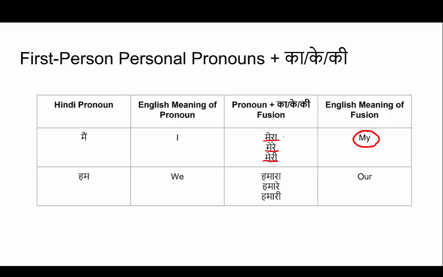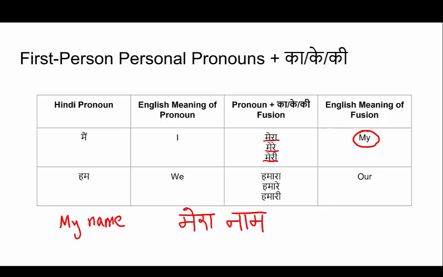So you'd use mera if the noun being possessed is masculine singular, we use mere if the noun being possessed is masculine plural, and we use meri if the noun being possessed is feminine, regardless of whether it's singular or plural. For example, to say my name in Hindi, we would say mera naam.